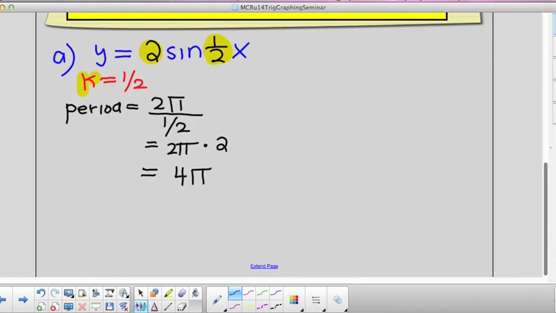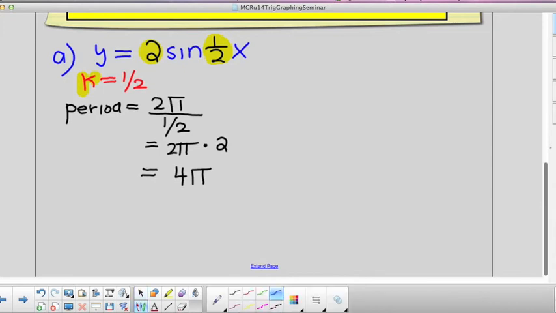What this means is that the graph has been stretched so far horizontally that to complete one full cycle, instead of taking 360 degrees, it now takes 720 degrees to complete one full cycle because it's been stretched. So the transformations make sense with the period.